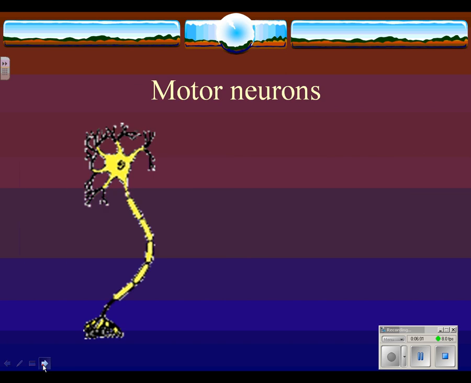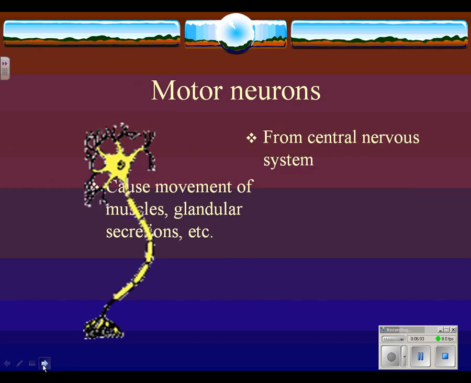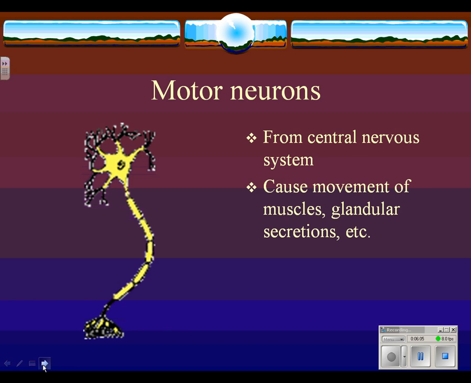And then the last one is motor neurons. Motor neurons go from the central nervous system, okay? So they come from the central nervous system to things like muscles and to glands. So when you smell chocolate chip cookies, your salivary glands squeeze. That's a motor nerve. When you want to pick up your pencil off the table, that's a motor nerve telling your muscle to contract and pick up the pencil off the table.